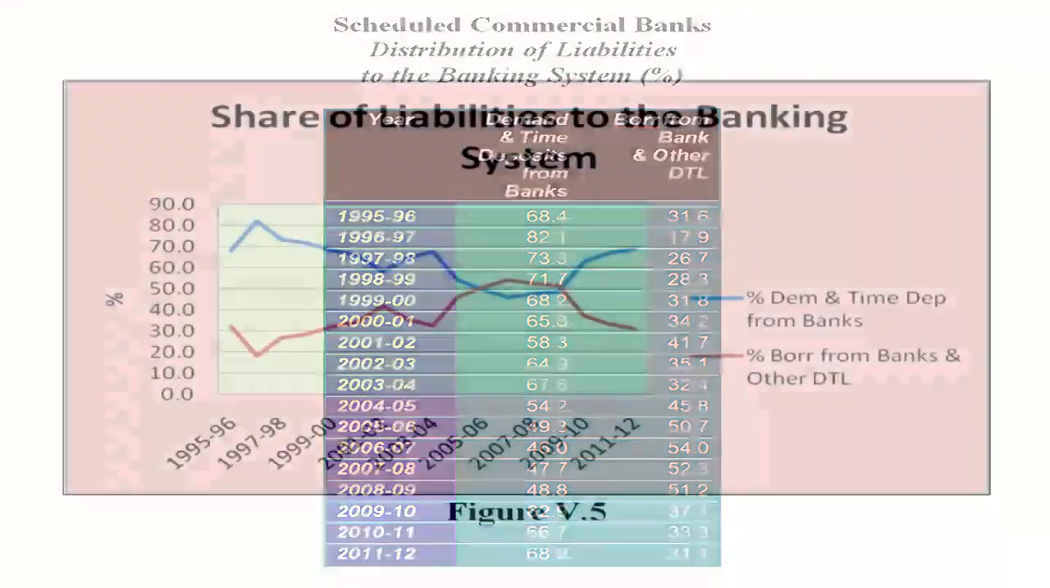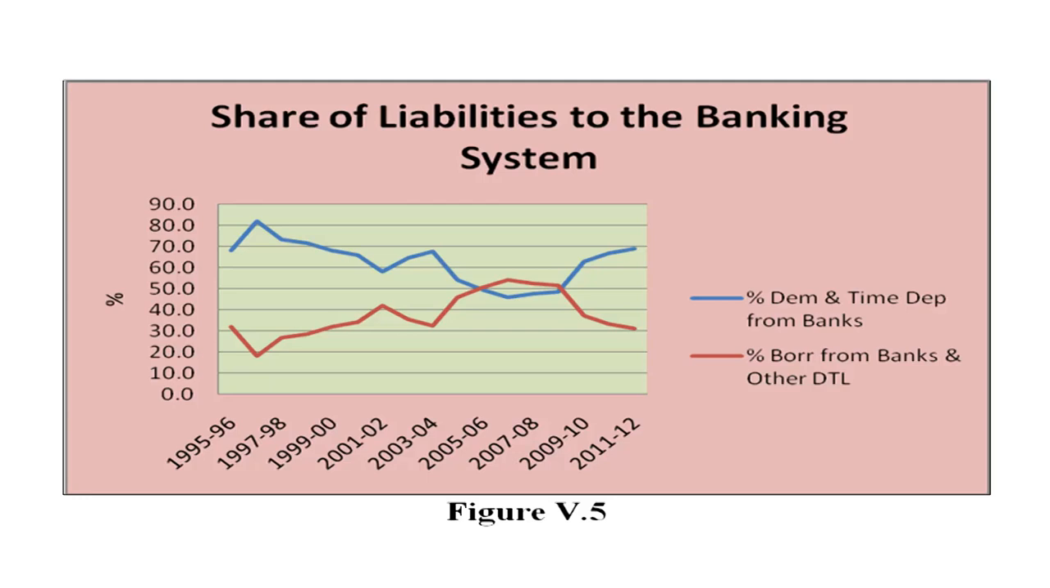Okay. So, this is what you have, like one of those Indian economy data, a fork like thing we used to have. The red line is percentage of borrowing from banks and the blue line is the demand and time deposits from banks. They came down, they crossed each other and then going up, fork like thing. Now, they are separate, very separate.